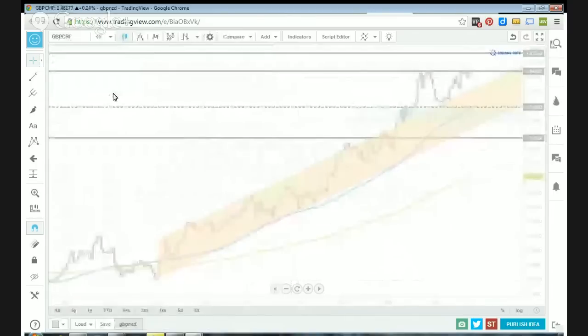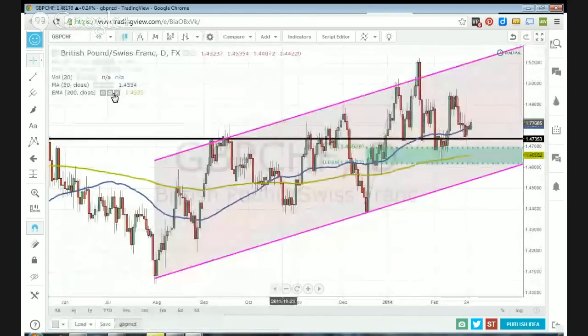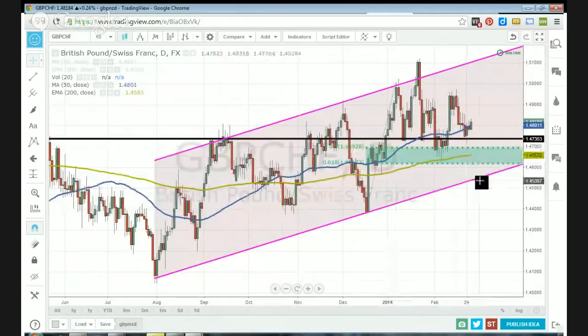Pound Swiss. Okay, so still in this price channel, I'm just going to wait. We're seeing this a lot with the Kiwi pairs as well. Wait till it falls to the top or bottom, and then that's our opportunity. Till then, nothing.